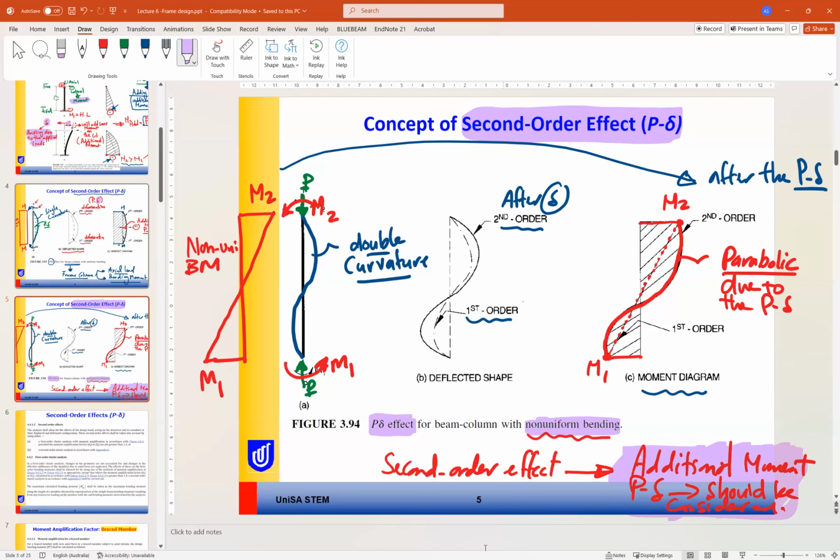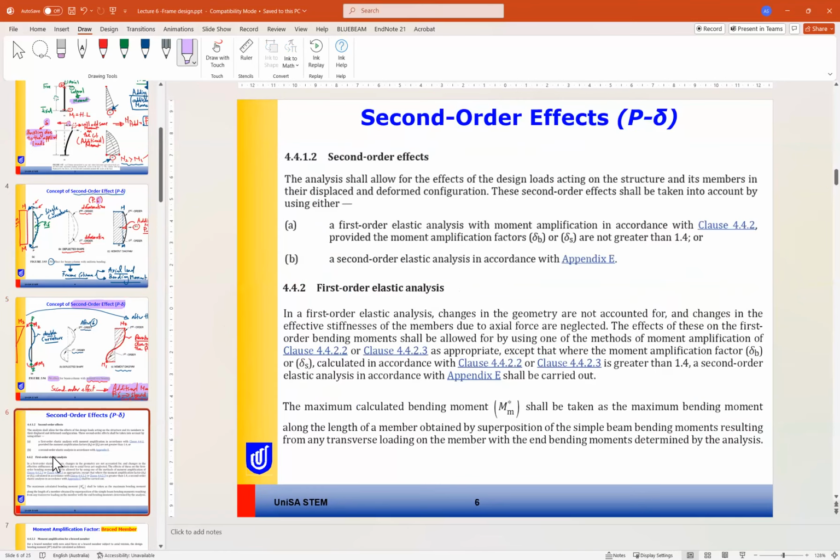No? So now let's see how the Australian standard AS 4100 considers this in design. Section 4.4.1.2 highlights the second order effects and how they are to be considered in the design. So second order effect is in section 4.4.1.2.